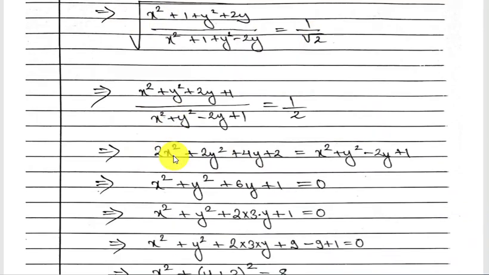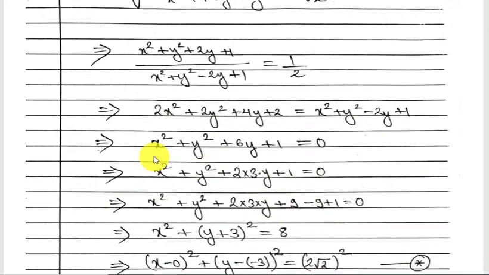After that, cross multiplication, so we get 2x square plus 2y square plus 4y plus 2 is equal to x square plus y square minus 2y plus 1. Now simplify it. You get x square plus y square plus 6y plus 1 equal to 0.